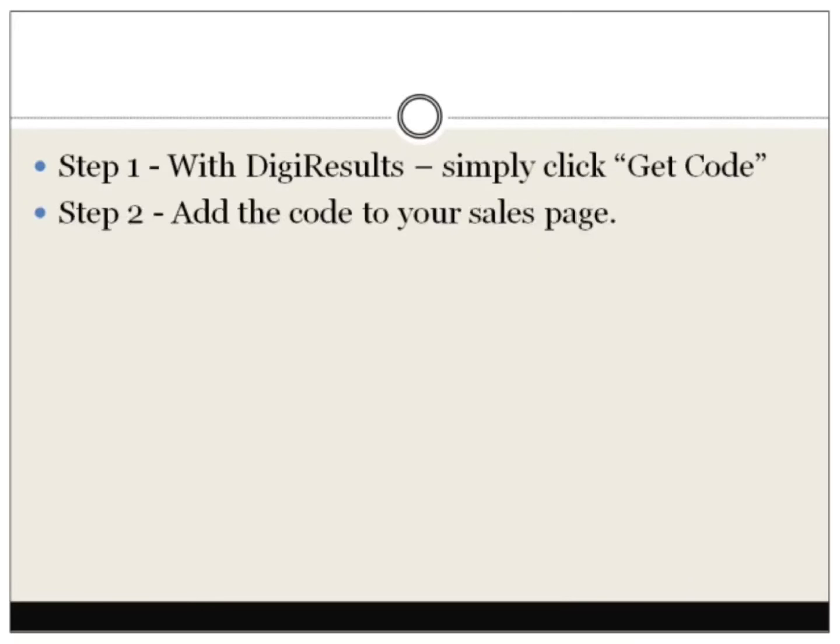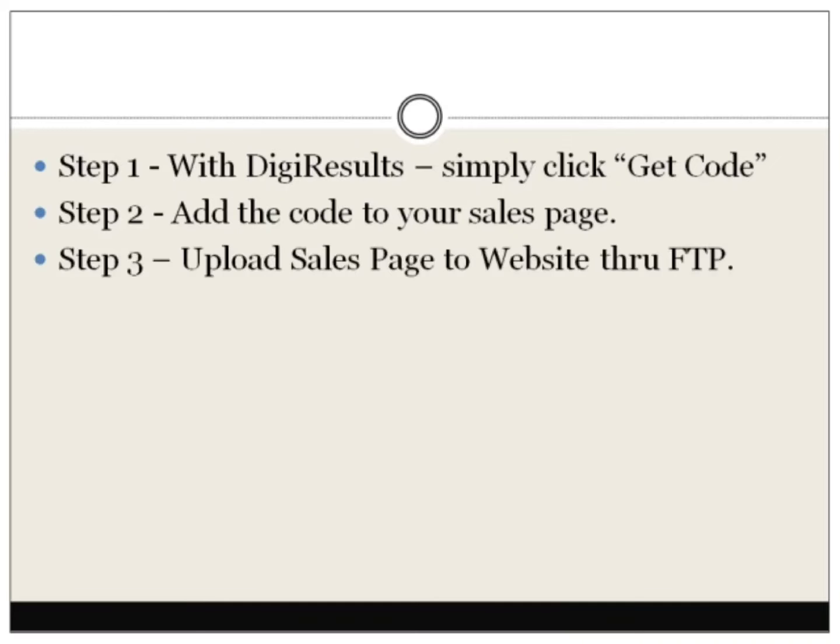Step number 2, we're going to add the code to your sales page. Depending whether you have a button or a link, or you want to use the DigiResults button or you want to use your own button, you can do that. I'll show you different routes. And of course, last but not least, step 3, we're going to upload the sales page to your website through FTP, and then we're going to get everything ready, and we're going to publish it on DigiResults to make sure that everything is up and running.